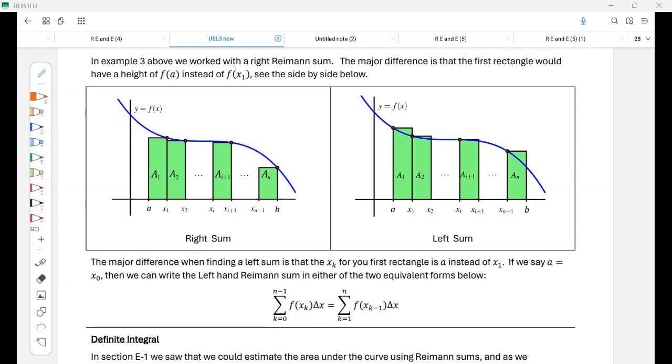The situation would be a little bit different whether we were doing a left sum or a right sum. There's a handful of little notation things I have to fix on this one. Both of these should just say f of xk, so you can cross that -1 off there. Okay.